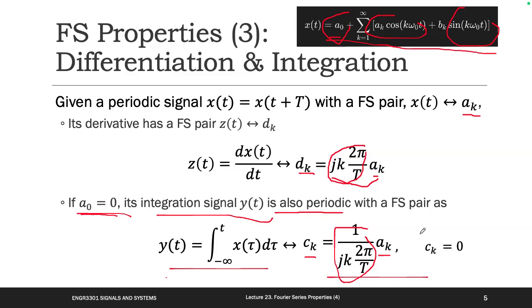So which means, because C0, sorry, I think this is C0, sorry, I will just modify that. This is C0, and it will equal 0 because there is no constant value. That makes sense to you? Okay. Any questions so far?